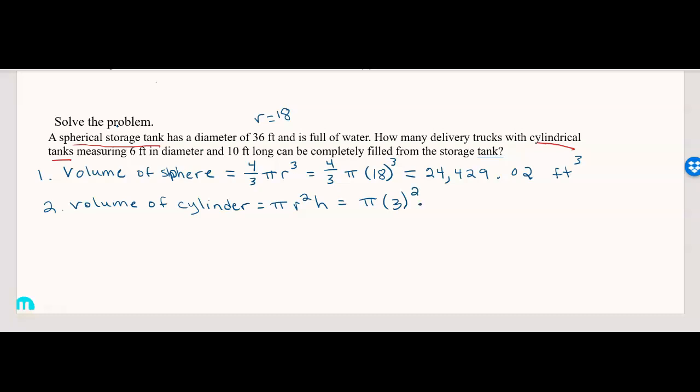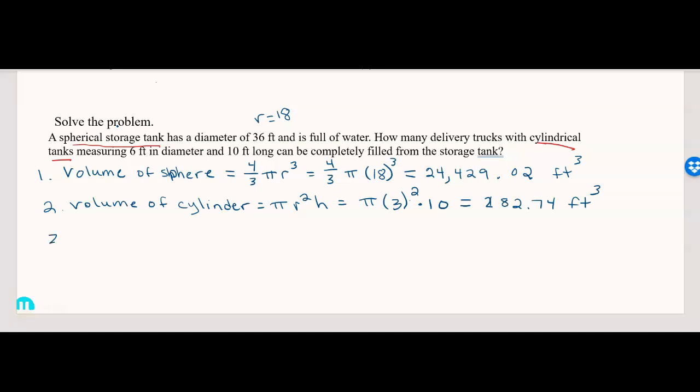But you have to kind of picture the truck this time as if it's a truck with a tank, it's going to be lengthwise and not sitting straight up. So the length, the long, would be the height. So times 10. Now take 3 squared times 10. That's going to give you 90. And then times pi. And what you should get is 282.74. And again, this is all in terms of feet.